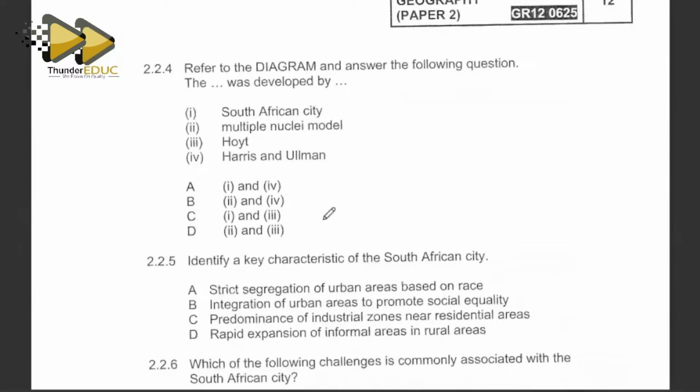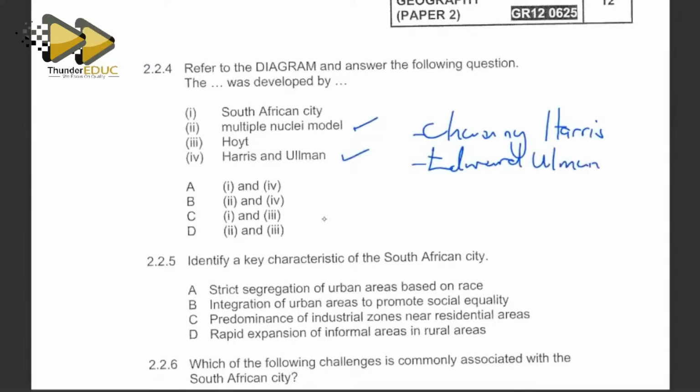This model, the model of the multiple nuclei, which is also known as the Harris-Ullman model, was developed by Chauncy Harris and Edward Ullman in 1945. That is when they came out with the ideas of the designing of the multiple nuclei model after seeing the trends of the growth of cities in the developed world. All right, so our correct response is item 2 and item 4, which is B.